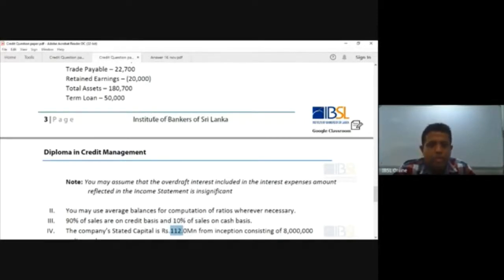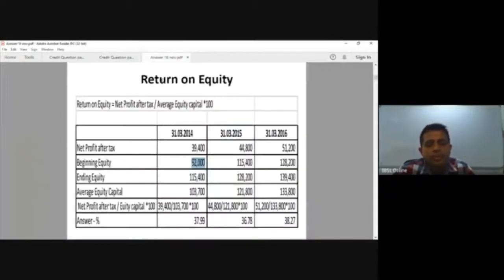112 minus 20 million means 92 million. That's why I put here 92 million as the beginning equity of 2014, that is the ending equity of 2013, 92 million, or 92,000 in thousands. Right? Then the ending equity of 2014, I mentioned 115,400.